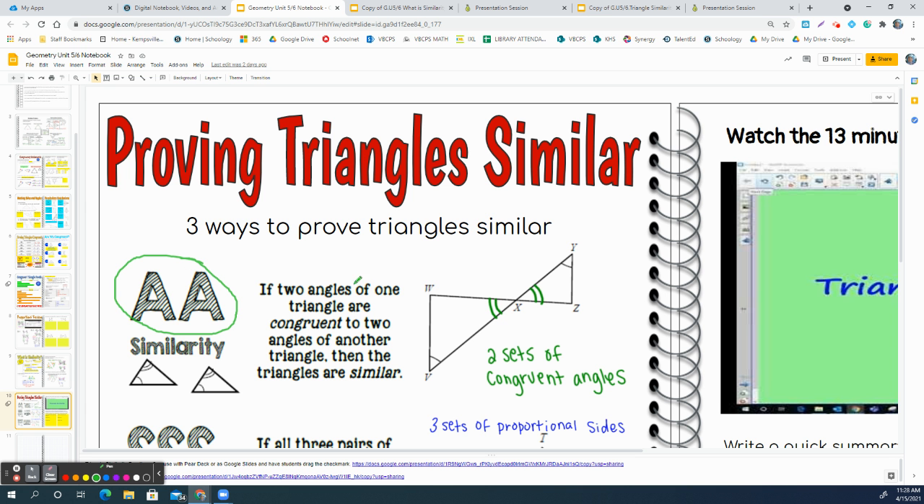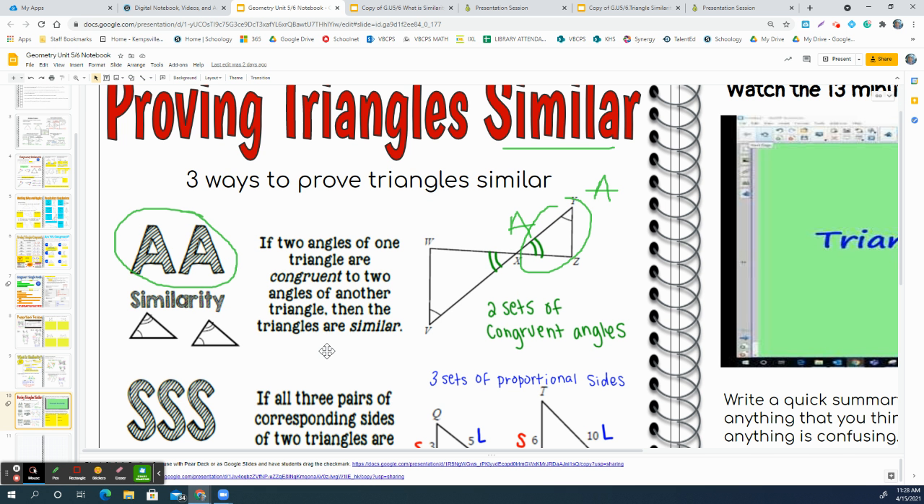Angles can only show similarity, okay? This is definitely the easiest one. If I give you the vertical angles and I give you another set of angles, I've got 1 pair of angles with 1 loop, and I've got another pair of angles with another loop. That's how we prove angles. I'm not given any sides here, so I can't use sides to prove anything, okay? If it's not given to you, you don't know it.